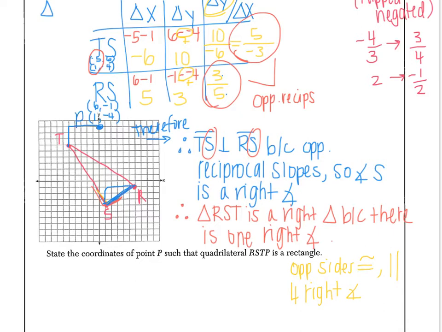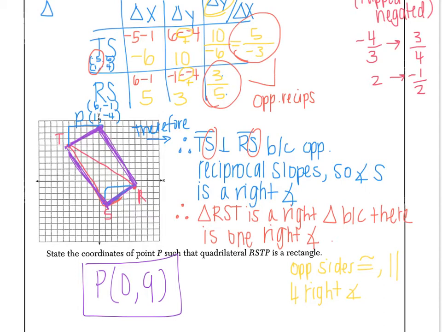So if I just use a different color here, we have P, T, S, R is now a rectangle. So I have to state the coordinates of P. P is located at 0, comma, now I'm just counting boxes here, 1, 2, 3, 4, 5, 6, 7, 8, 9. 0, comma 9.